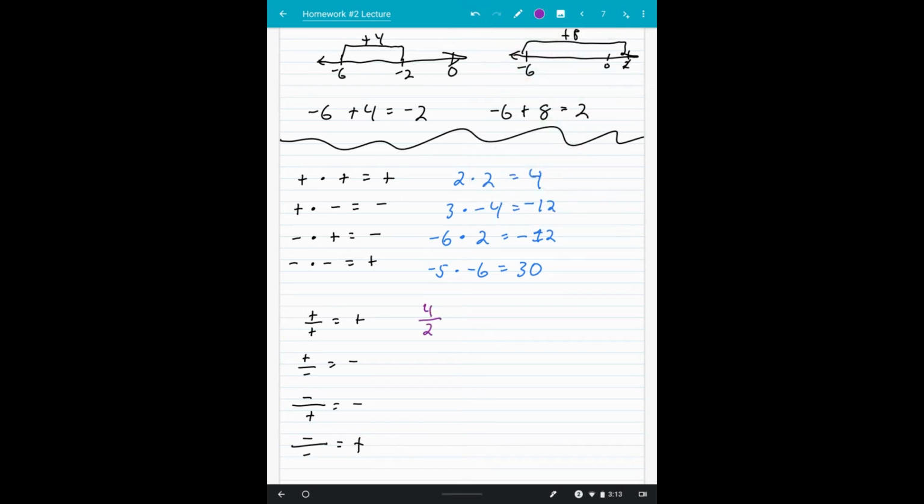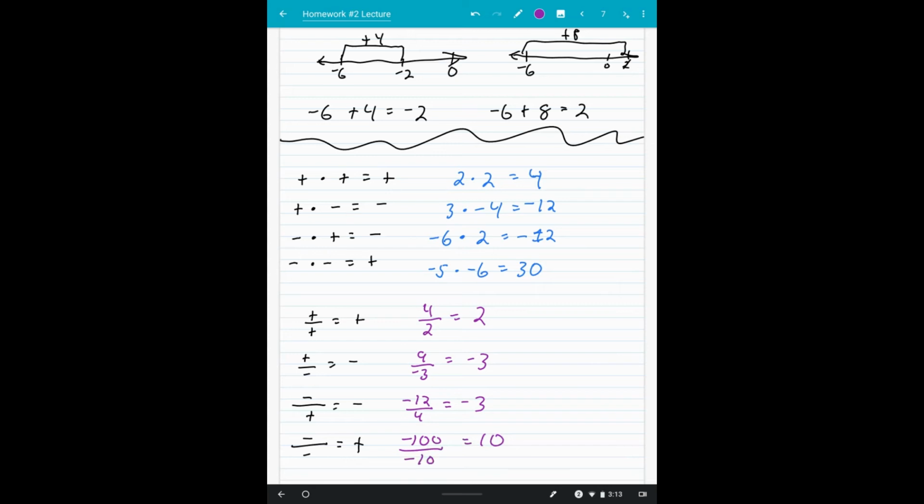4 divided by 2, that gives us 2. If I have a positive 9 divided by a negative 3, that would give us a negative 3. If I have a negative 12 divided by a positive 4, that gives us negative 3. And if I have a negative 100 divided by a negative 10, that gives us a positive 10.